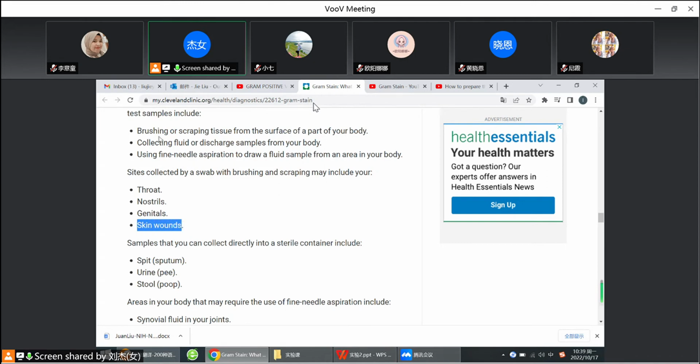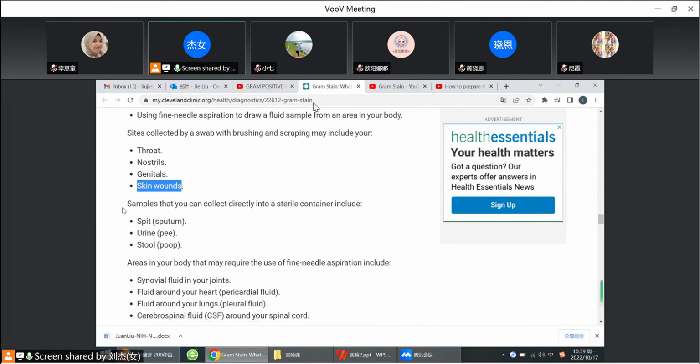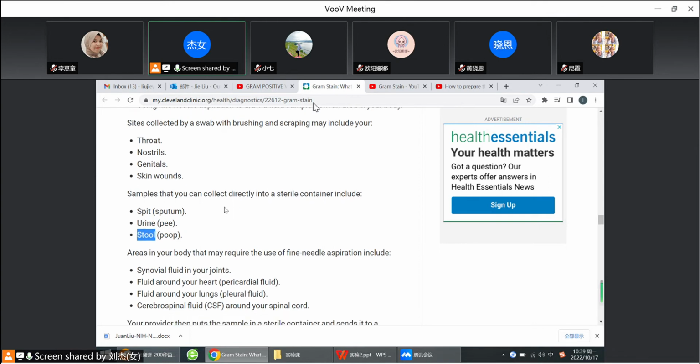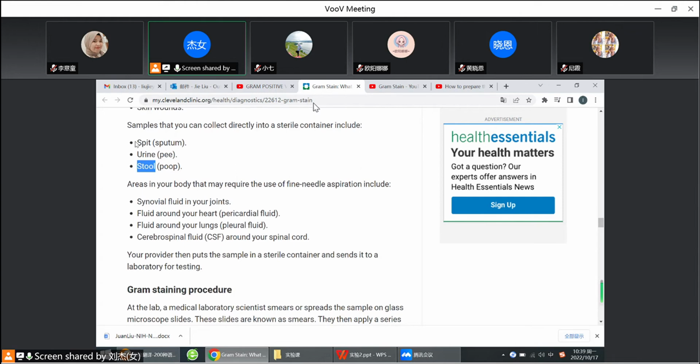Skin wound means to get the tissue from the surface of the body, right? So the samples can also be collected from the sputum, the spit, or even the urine and the stool. Yes. Because the bacteria can grow almost everywhere, so the sputum, the urine, the stool can also contain bacteria.